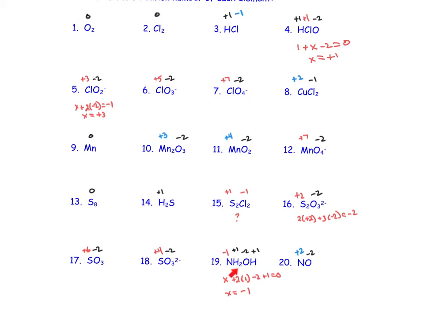This one looks complicated, but it's really not. NH2OH is written this way because it's a nitrogen attached to a hydrogen, a second hydrogen, and an OH. But we really think of the hydrogens as +1s, the oxygen as a -2, and it's pretty easy to calculate the nitrogen. So in terms of calculating oxidation numbers, that's all there is to it.